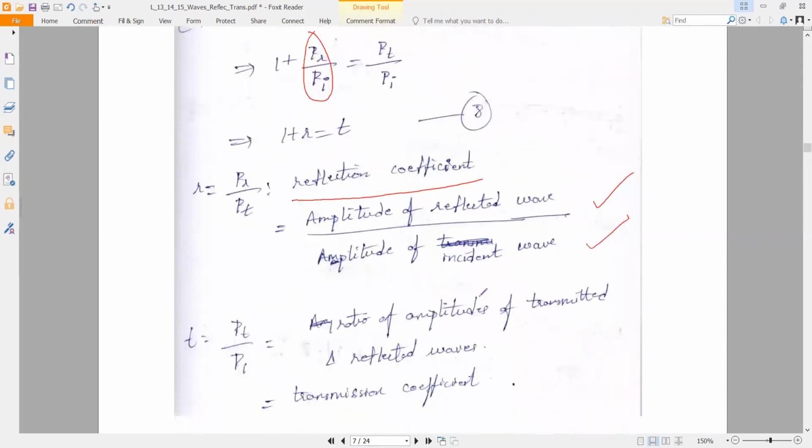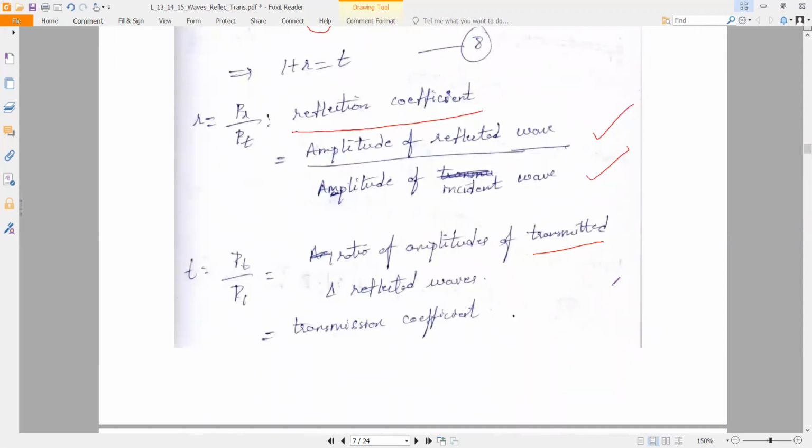Similarly, I will define another expression called the transmission coefficient, which is similar to the reflection coefficient. This is the ratio of amplitudes of the transmitted wave to the incident wave. So reflection coefficient and transmission coefficient talk in terms of the ratio of amplitudes of the pressures or displacements or velocities. Right now, in general, when people refer to reflection and transmission coefficients, they mean the coefficients with respect to pressures or stresses. Not velocities, not displacements.